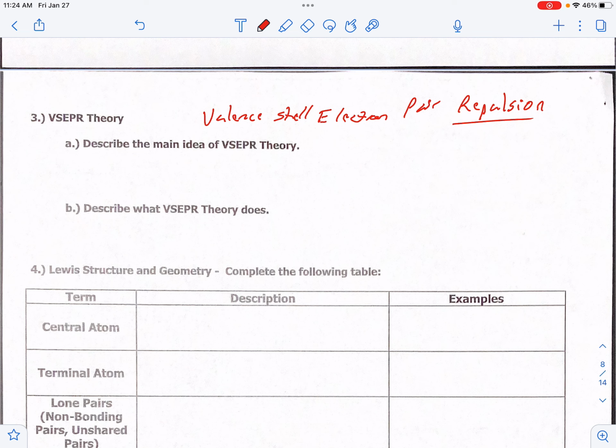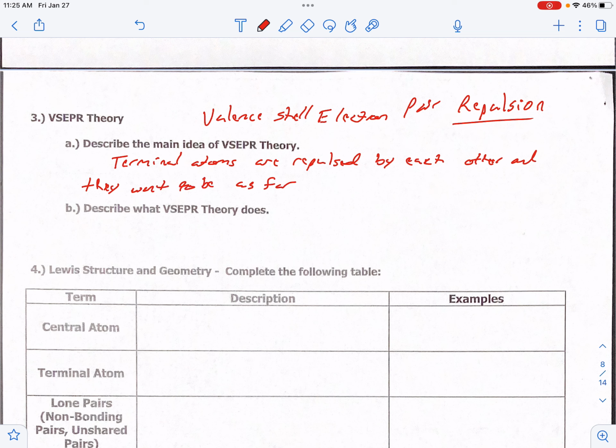It says describe the main idea of VSEPR theory. It's basically that these terminal atoms are repulsed by each other, and they want to be as far from each other as they can.